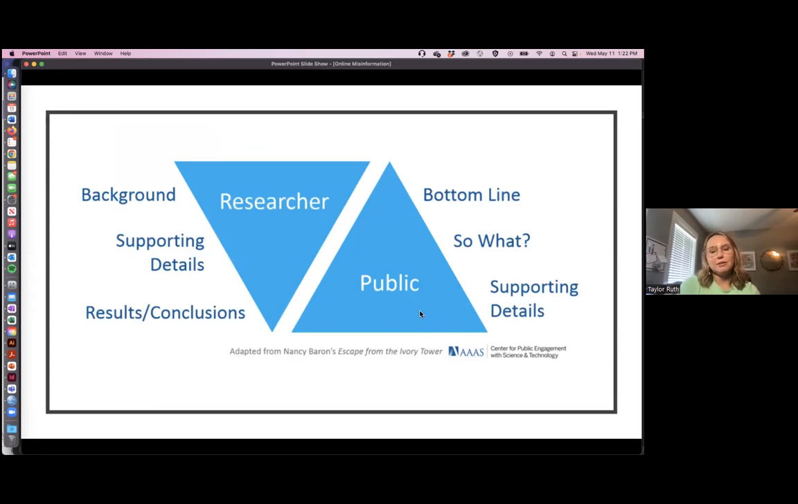When we are communicating with the public, we really need to think about how they are receiving information. As researchers, we often use this kind of inverted triangle for communication, where we start really broad with information and then work our way down to the results and the conclusions. But when we're communicating with the public, it needs to start out very specific. What is the bottom line? How does this impact the public? Why does this matter to them? And then provide those supporting details. So it's kind of flipping that script, which can be a little bit awkward at first, especially if you're used to writing in this structure, but this is going to be a lot more impactful when talking with the public.